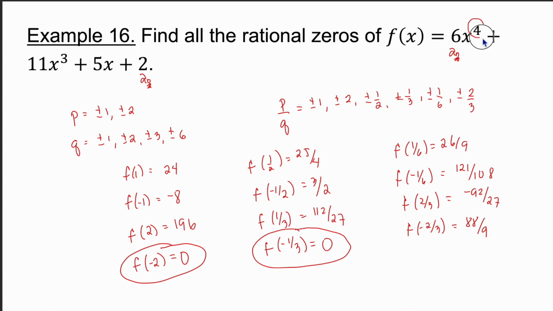Pero, yung degree natin ay 4. So, dapat 4 yan. Ibig sabihin yan, etong negative 2 at negative 1/3 are our real zeros. Okay? Dalawa sila. E nasaan yung dalawa? Yun yung ating mga imaginary zeros.